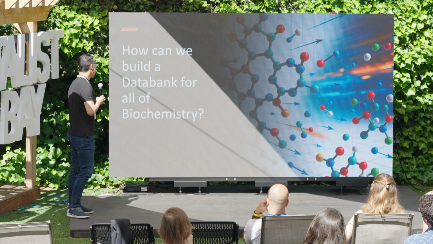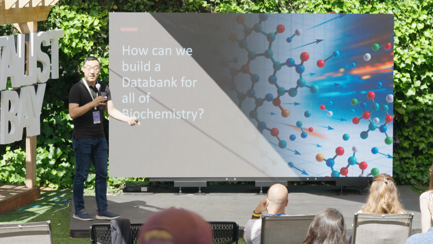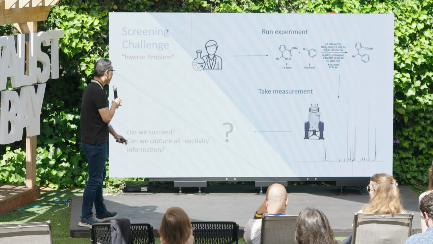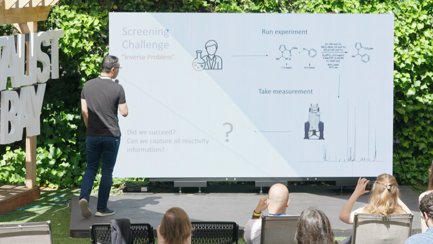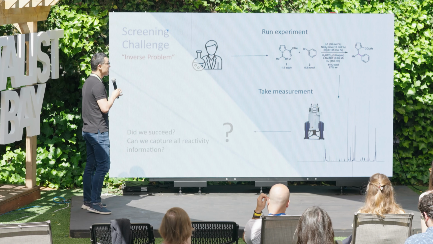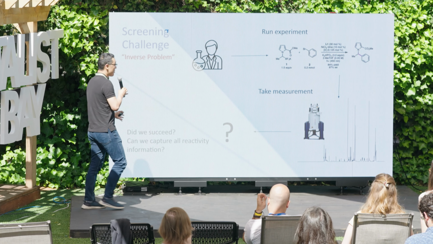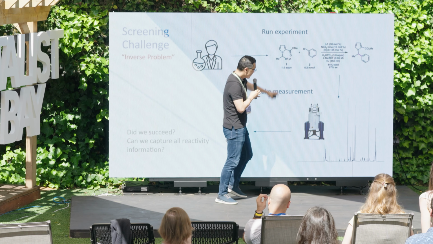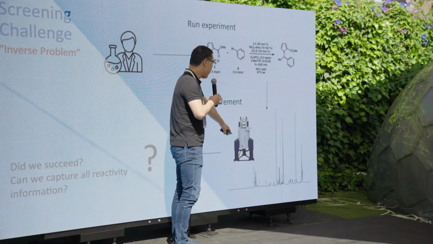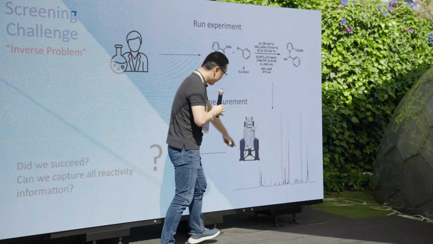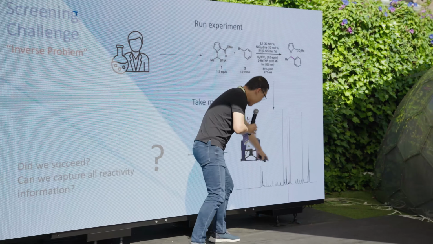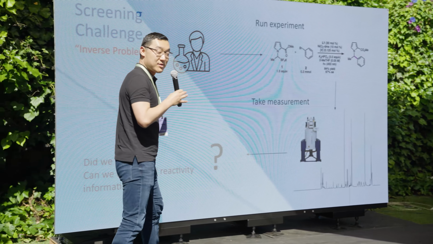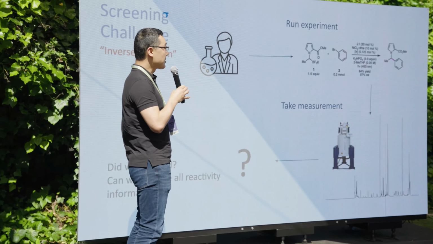How can we build a data bank for biochemistry using foundation models? One challenge is the screening challenge. When I talk to my colleagues at Caltech, they tell me that one of the hardest parts after you run an experiment is you get something like this. For those of you who know, this is nuclear magnetic resonance spectroscopy. And from that measurement, you want to know, did my experiment succeed? Or what is it that I'm even measuring?